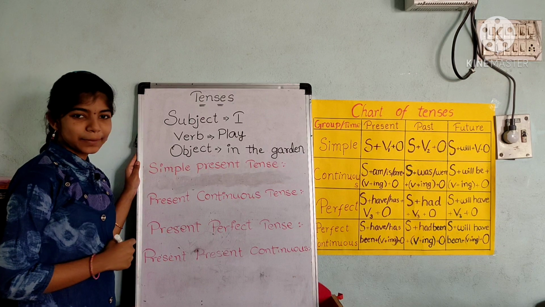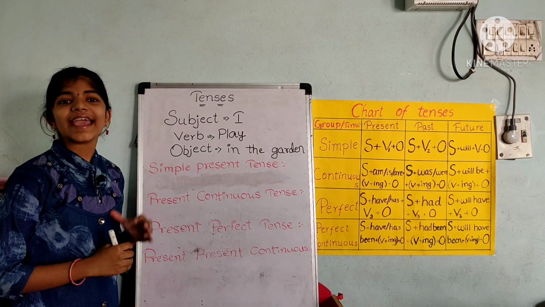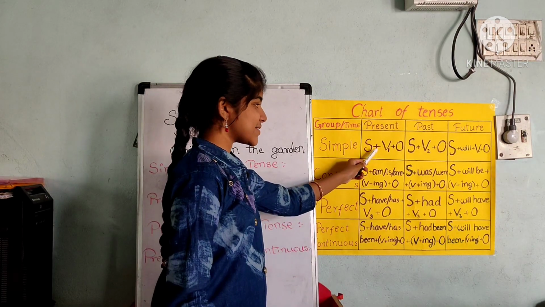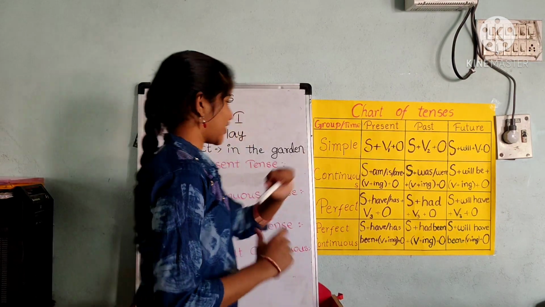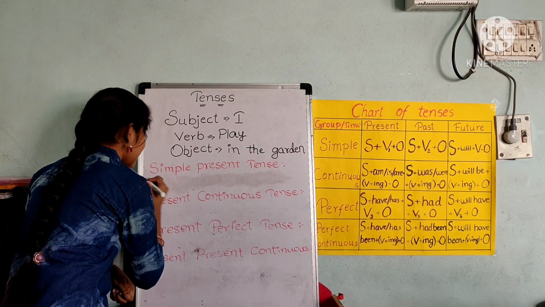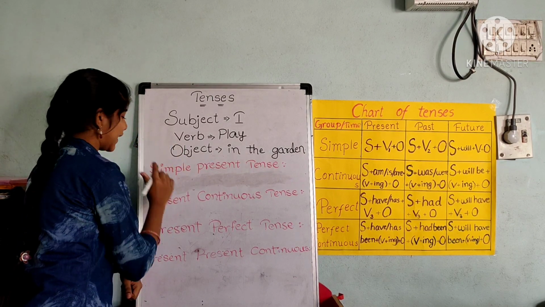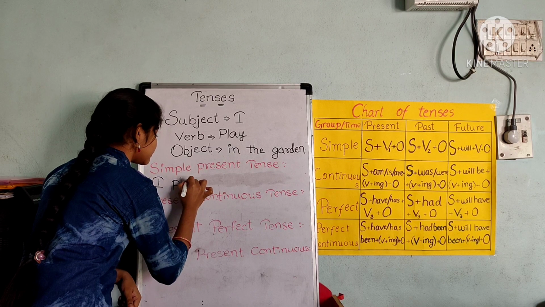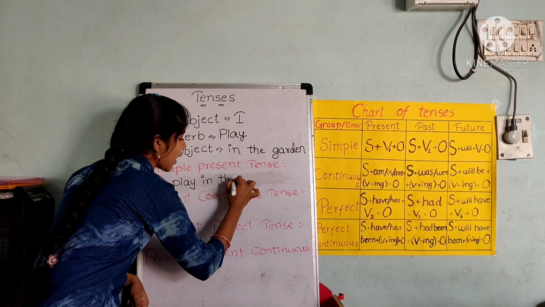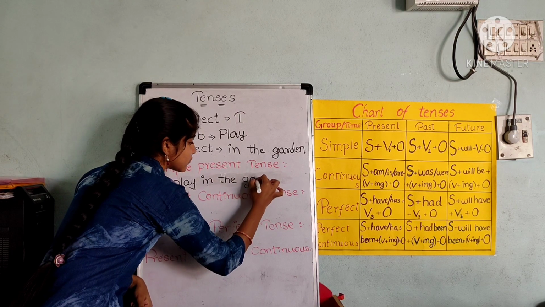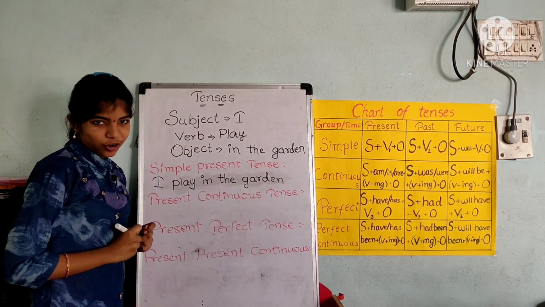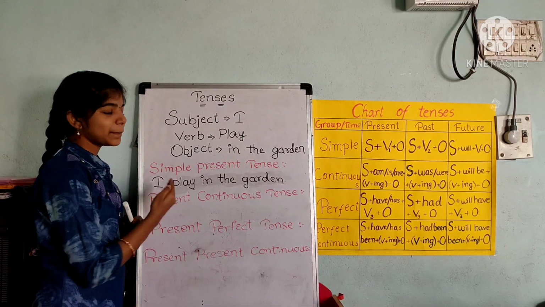Now, simple present tense, which means a repeated action. Formula for this is subject plus first verb form plus object. Let's make the sentence. Subject is I and V1 form for play is play. Object is in the garden. I play in the garden is an example for simple present tense.